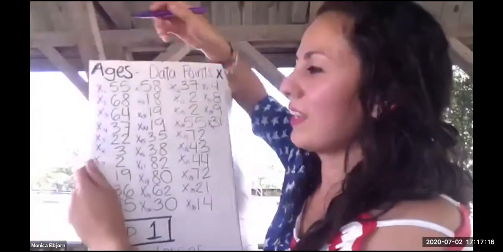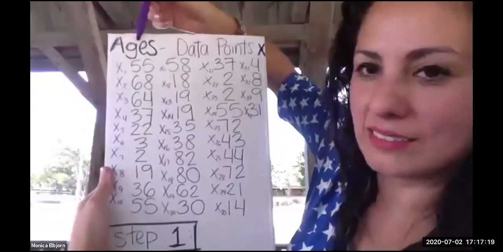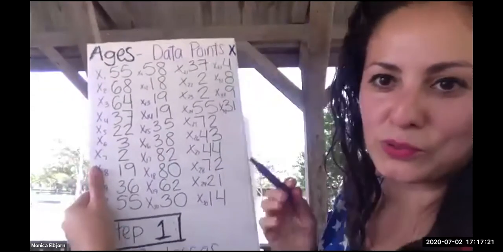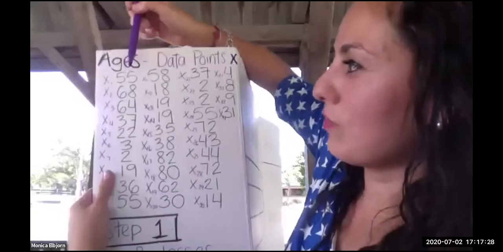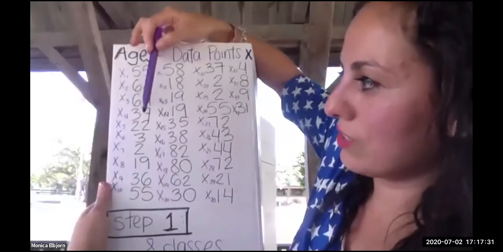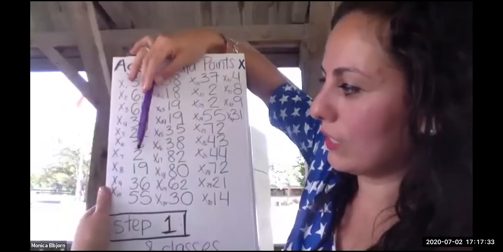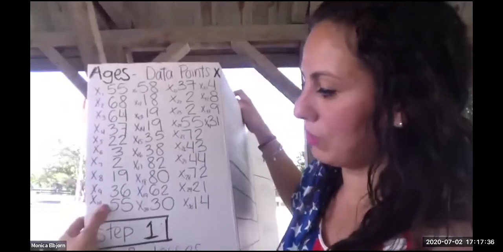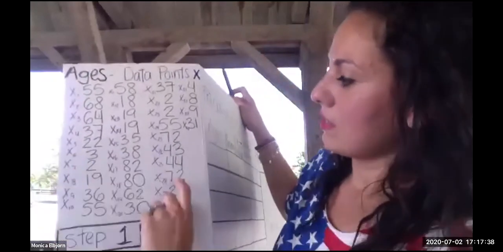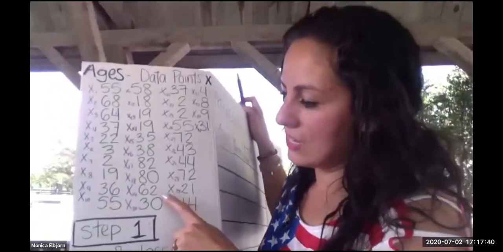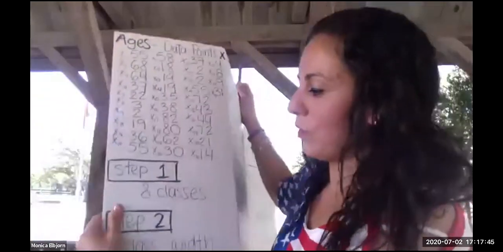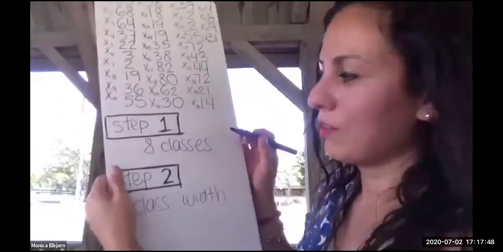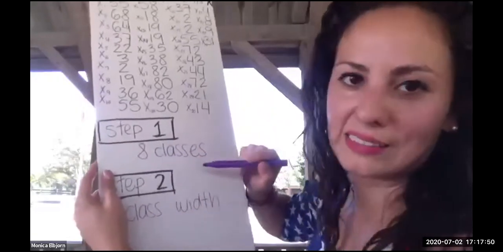So these are my data that I got. Please let me know if you're able to see it. I can see it. Okay, cool. So we got 55, 68, 64, 37, 22, 3, 2, 19, 36, 55, 30, 80, 62. So these are all my data points. I got 32. So step one, we already got it, which was 8 classes.